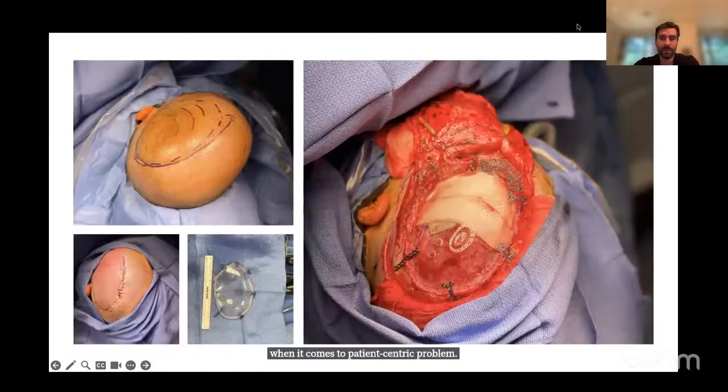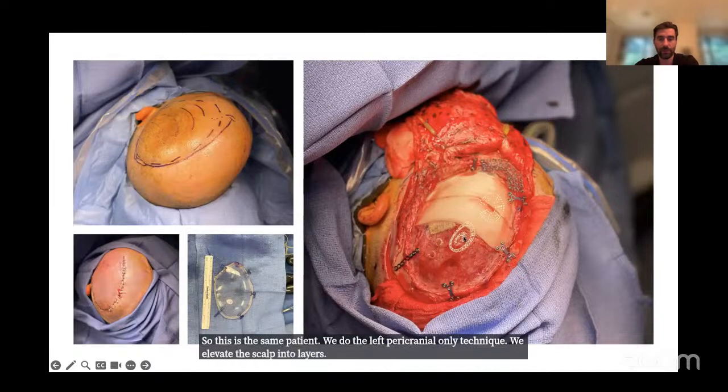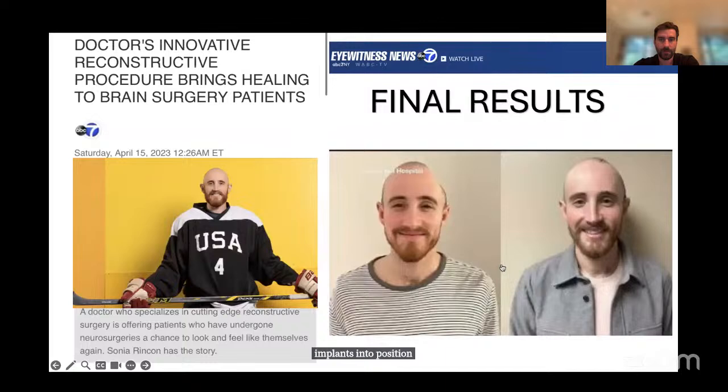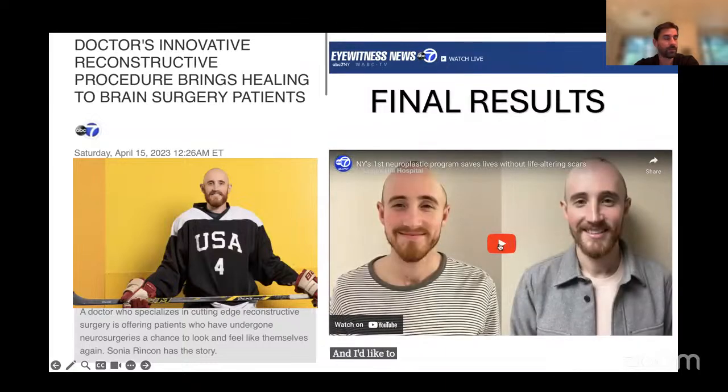So this is the same patient. We do the left pericranial only technique. We elevate the scalp in layers. We leave the pericranium and we put this clear polymethyl methacrylate implant into position. And I'd like to show you the final.